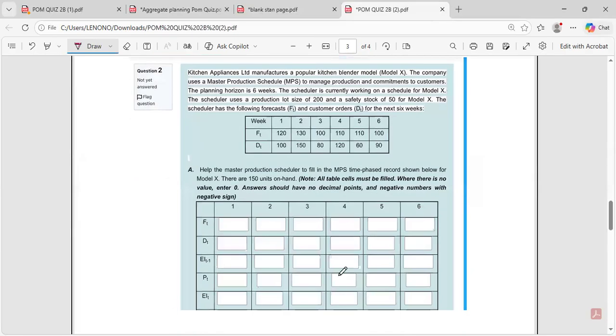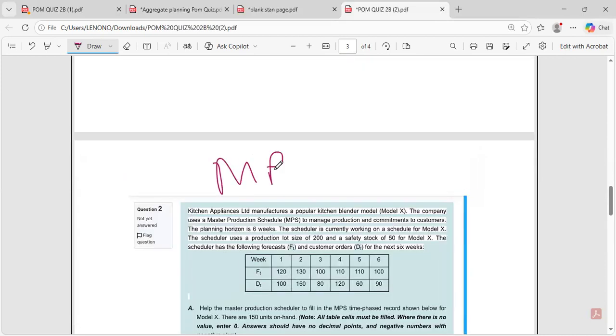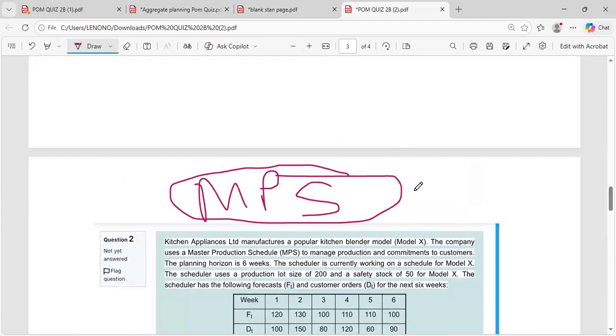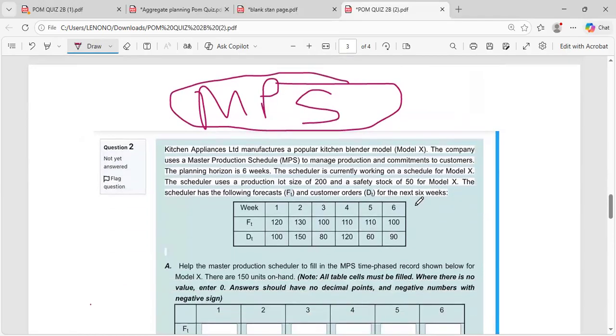Question 2 was a very straightforward question. Question 2 was on MPS, master production schedule. For this question, they're simply saying Kitchen Appliances Limited manufactures a popular kitchen blender model, that is model X. The company uses a master production schedule to manage production and commitments to customers. The planning horizon is 6 weeks. The scheduler is currently working on a schedule for model X.